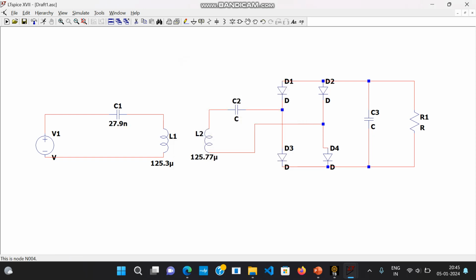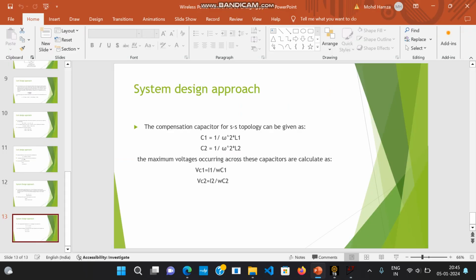Once again I am repeating how we got this value for the capacitor using this formula, which is 1 by omega square L1. Omega can also be written as 2 pi f. For f we are taking 85 kilohertz, the same frequency which we specified in ANSYS during our coil designing. And L1 stands for the inductance of coil 1, which is the transmitter inductance.